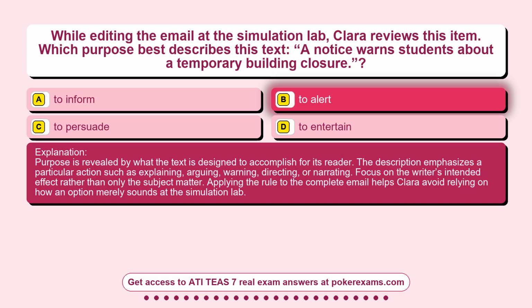Purpose is revealed by what the text is designed to accomplish for its reader. The description emphasizes a particular action such as explaining, arguing, warning, directing, or narrating. Focus on the writer's intended effect rather than only the subject matter. Applying the rule to the complete email helps Clara avoid relying on how an option merely sounds at the simulation lab.